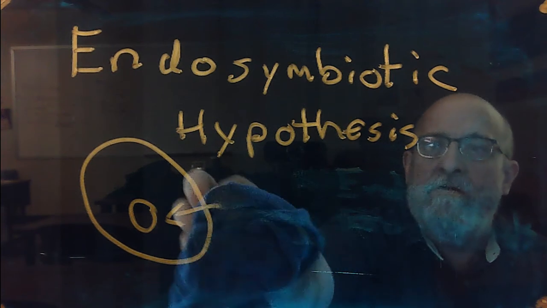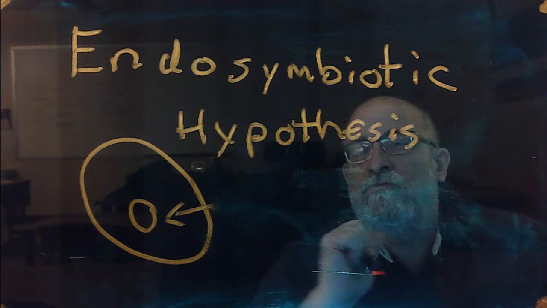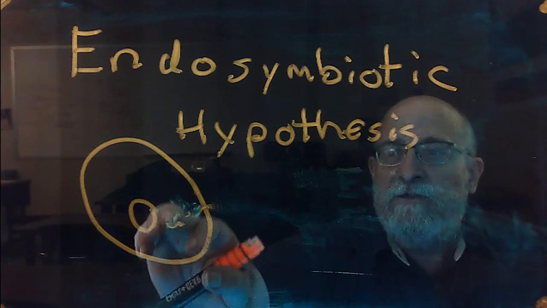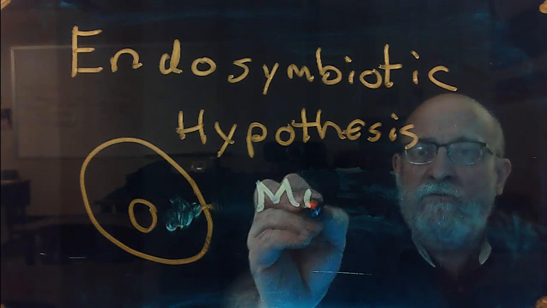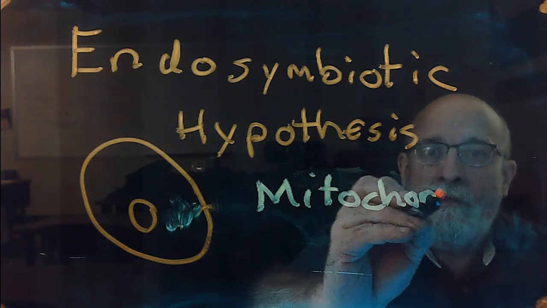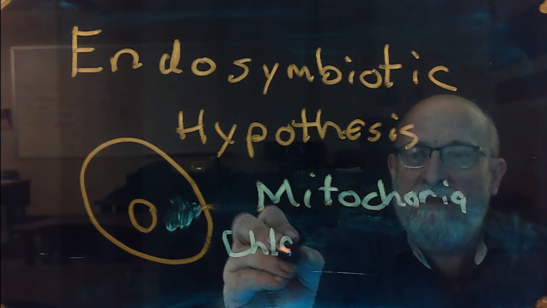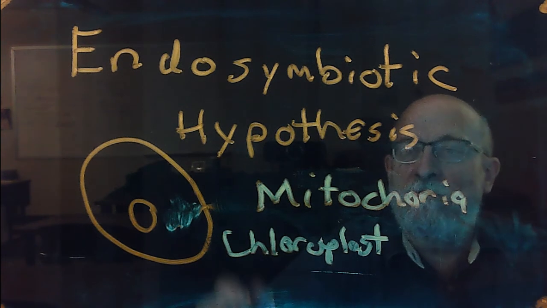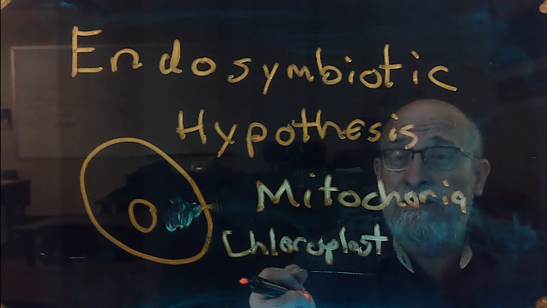Now once this small cell was inside the larger one, it did not die, all right? In fact, it thrived, and it became what we now know as the mitochondria. We also think that the chloroplast in plants also originated in this method. If you don't remember what a chloroplast is, it's the thing that does photosynthesis. It absorbs energy from the sun and provides it to the plant.